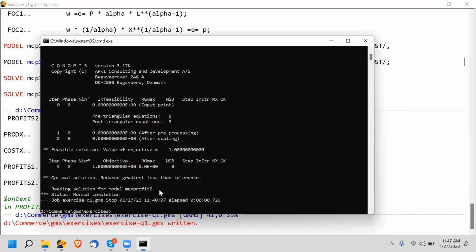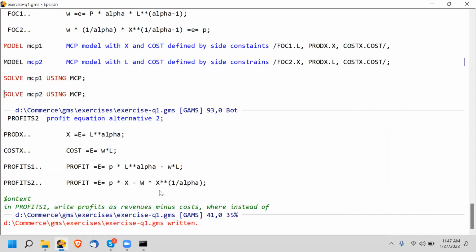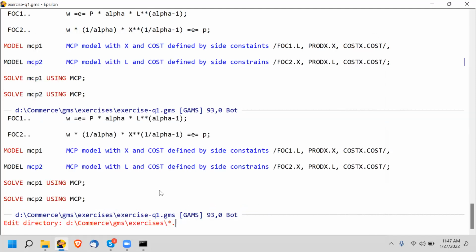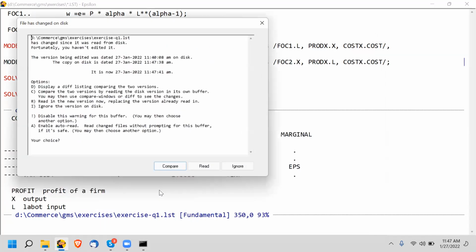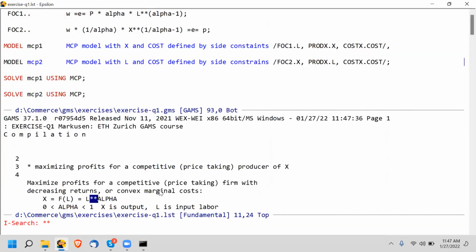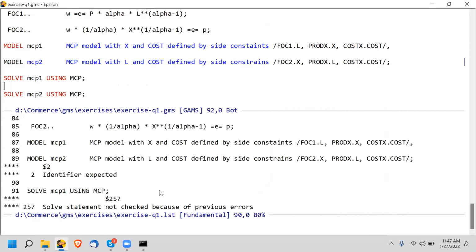So let's just see how this works. Oops, 2 errors. I got something too. I'm trying to figure out. Do you have a semicolon after the first model statement? Oh, yes, that's what it is. I ran it.